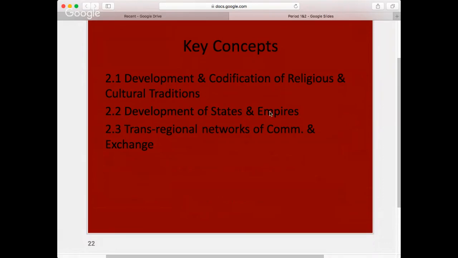2.2 is development of states and empires. So this goes over what were the new empires in period 2. And then 2.3 is trans-regional networks of communication and exchange. So this is all about trade. So period 2 is when all these trade networks start, like the Silk Road and the Indian Ocean trade. And that's what this one is about.